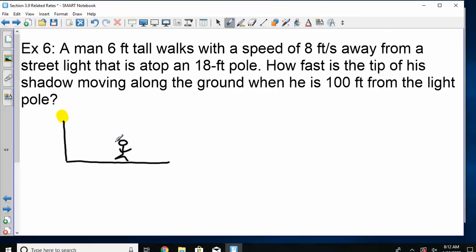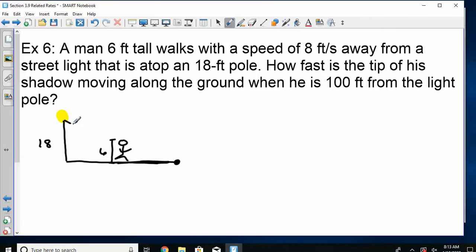Okay, and we know he is 6 feet tall and the pole is 18 feet tall. I want to know how fast the tip of his shadow is moving along the ground. Where is his shadow going to go? On the ground. And if the light's behind you, your shadow would be in front of you. So his shadow is out here. So the tip of the shadow would be down there. Okay. And we want to know how fast that is moving.